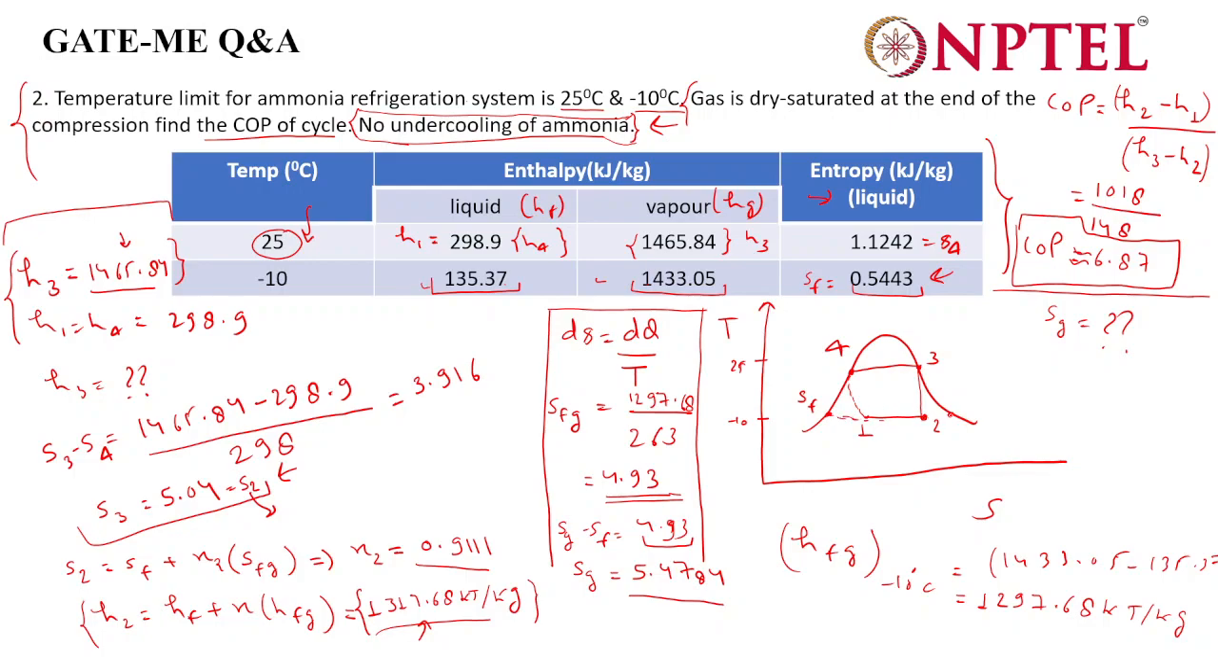Let's suppose this is the saturation line. We know the value of this, but we don't know the SG value. So SG we have calculated from here. SF we know, SG we also know, and we know the value of this point, so simply we can find the dryness fraction of this point. Do you know the formula, or do I need to tell how this formula came?